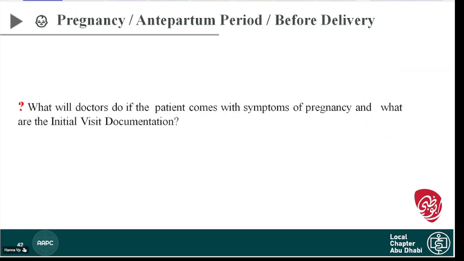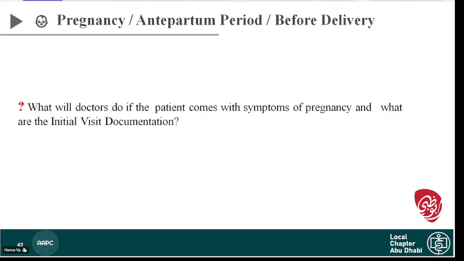Okay, most of the people have doubts about this: what will the doctors do if the patient comes with the symptoms of pregnancy, and what are the initial visit documentations? This is very important. So, what are the things doctors want to note, or what will we document, if the patient comes with symptoms of pregnancy? This is the one we are going to explain.